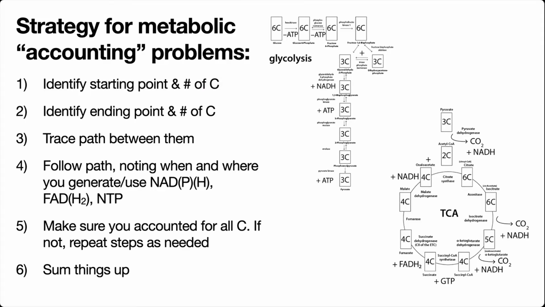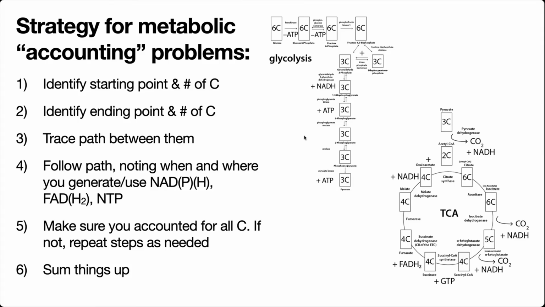Speaking of tracks, let's think back to our strategy. No matter what problem you're approached with, identify the starting point and number of carbons, and identify the ending point and number of carbons. If you can't remember how many carbons something has, try to find a molecule in the pathway that you know how many carbons it has. So if you can remember, glucose has 6, pyruvate has 3. Then think about whether you are losing any carbons in between them. Trace the path between them, follow that path, noting when and where you generate or use NADH, FADH2, NTP. Make sure you accounted for all the carbons. If not, repeat the steps as needed.